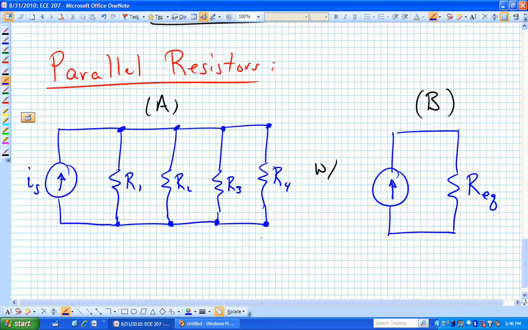Question? Why did you use a current source instead of a voltage source this time? The question was, why did I use a current source instead of a voltage source? Because it makes the analysis easier. But it really helps me illustrate the point.